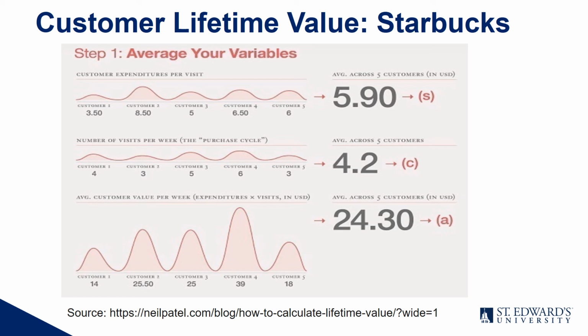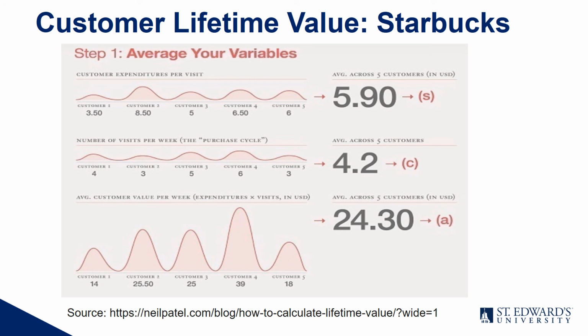Customer 1 went 4 times a week, customer 2, 3 across the way. So the average customer goes 4 times a week and spends $5.90. With that said, if you look at the average customer value per week, you take that 4 times 5.2, it's a matter of $24.30 a week. If they spend $5.90 every time they go, and they visit about 4.2 times a week, the average value per week for one customer on average is $24.30.